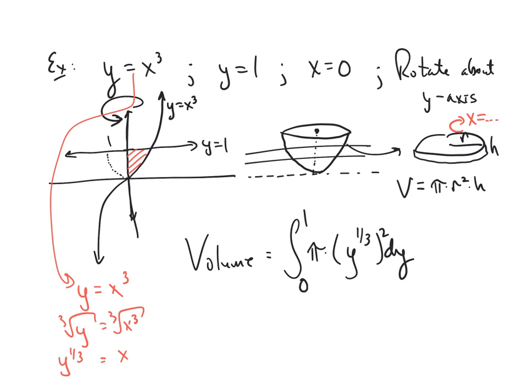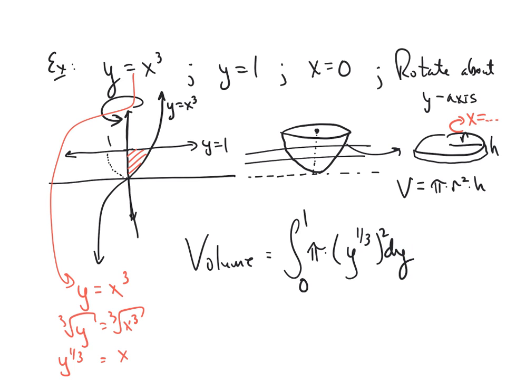Okay? And again, everything's in terms of y. Lower limit of integration was off the y-axis. Upper limit of integration was from the y-axis. Our radius for our volumes is in terms of y, and our differential, which is the height of our disk, is in terms of y. So that would be the complete setup.